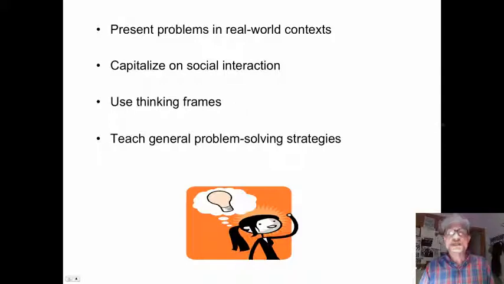Use thinking frames. The steps are listed. This enables you to teach explicitly. These are the steps. We can't expect students to know how to use these cognitive processes unless and until we have taught them explicitly. And again, you go from large group to small group to do it individually.